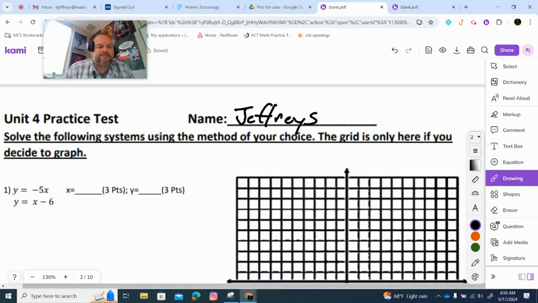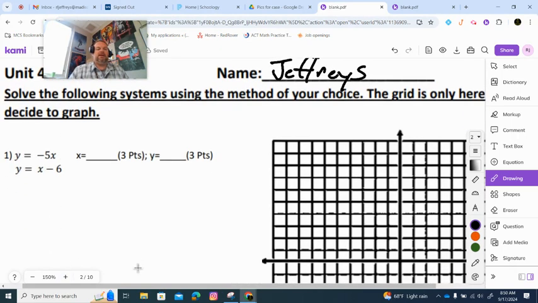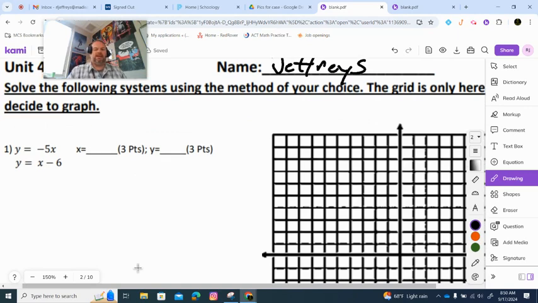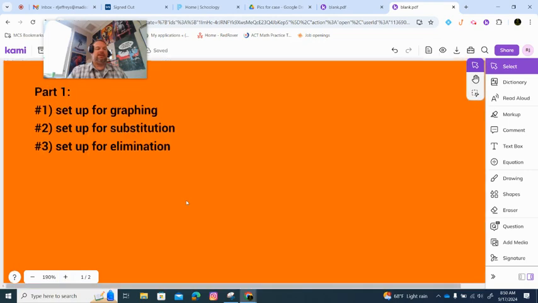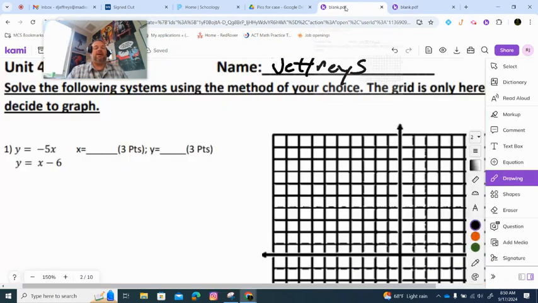Now, all right, notice I said method of your choice. All right, so on my orange sheet, I did this. It's going to be set up like this. Number one, set up for graphing. Two, set up for substitution. Three, set up for elimination.